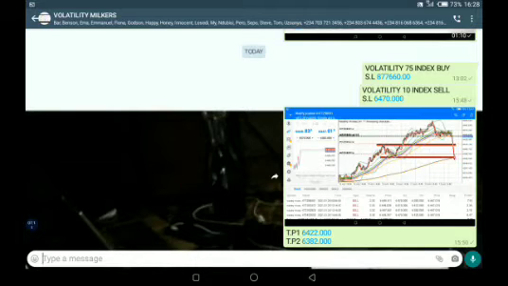Okay, so you could see today I shared a Volatility 10 sell signal, and I gave the Excel accordingly, and I gave TP1 and TP2 values. Let's see how this plays out, and see the progress of this trade accordingly.